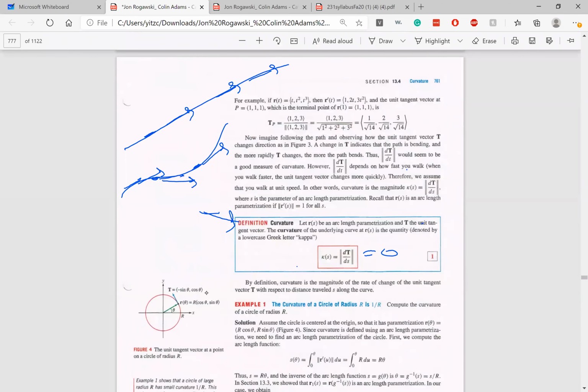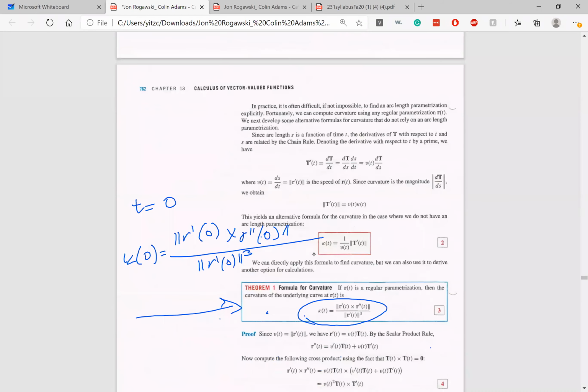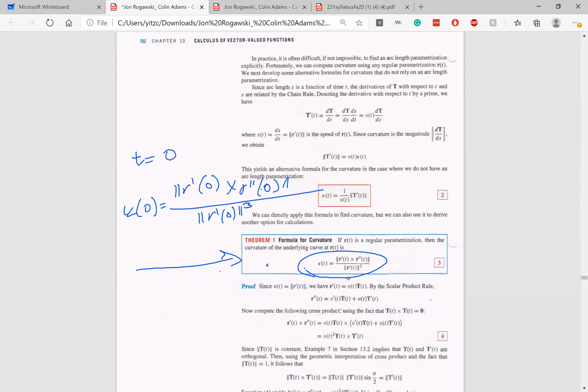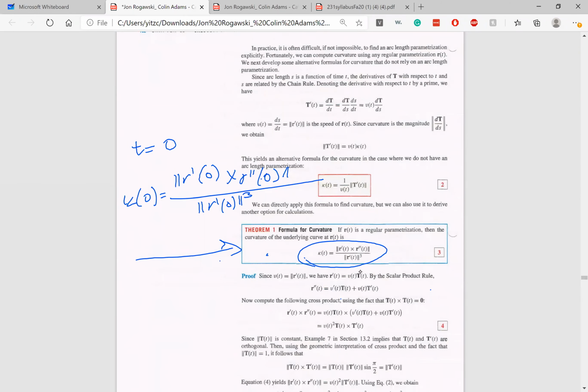The amount the tangent vector is changing as you're moving along the curve should tell you something about the curvature. And we saw the formula for curvature, which is the only real formula that you need to memorize for curvature: magnitude of r prime t cross r double prime t over the magnitude of r prime cubed.